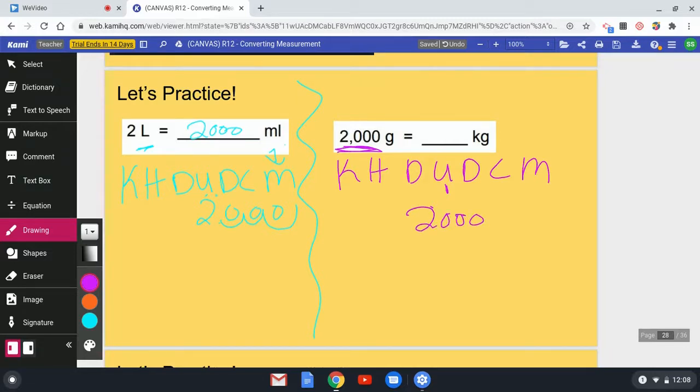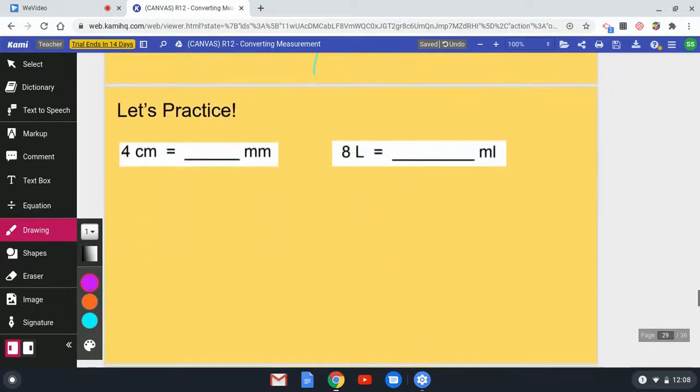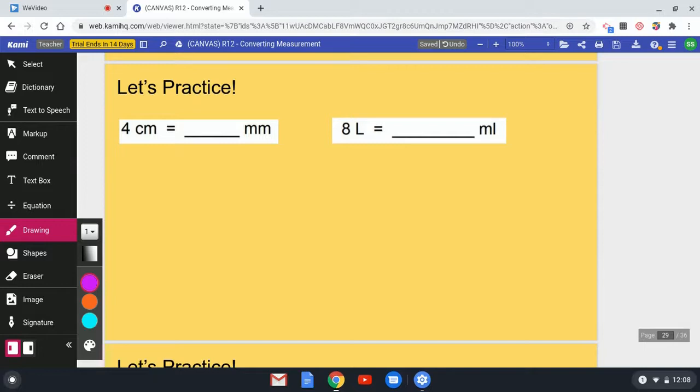Where's my decimal in 2,000? It's right here, right? And I want to go to kilograms. 1, 2, 3 to the left. 1, 2, 3 to the left. 2,000 grams equals 2 kilograms. See how easy this is? Basically, all it is moving the decimal, timesing by 10 or 100 or 1,000, or dividing by 10, 100, or 1,000.